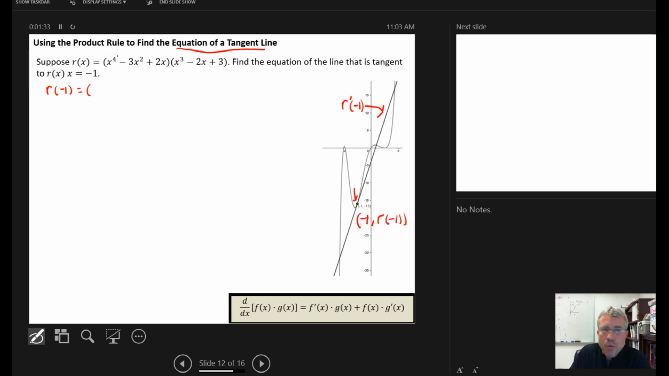So if we do that, we get -1 to the 4th power is 1. Minus 3 times -1 squared, which is +1, so it would be just -3, plus 2 times -1 is going to give us a -2, times -1 cubed would be -1, minus 2 times -1 would give us +2, and I have +3, and then we just want to go ahead and simplify that. So we get -1 minus 3 is -2, minus 2 is -4, times -1 plus 2 is 1 plus 3 is 4 equals -16. So we wind up with the ordered pair -1 comma -16.